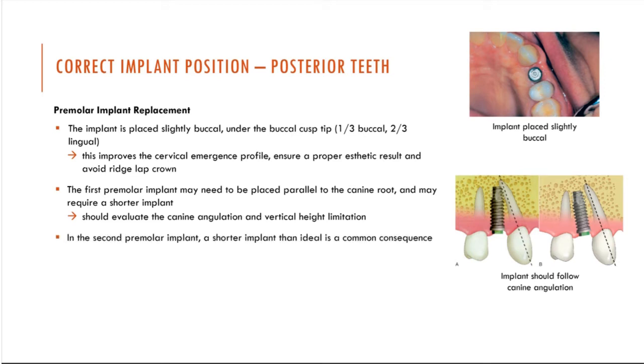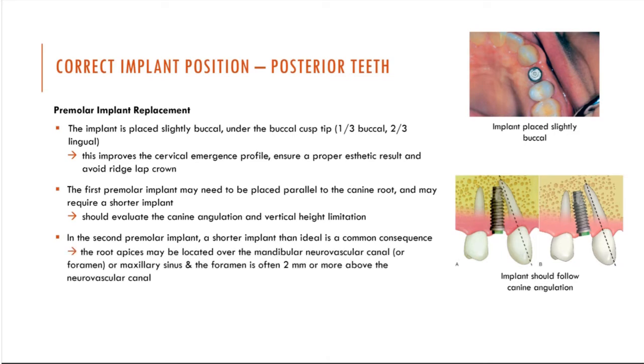In the second premolar implant, a shorter implant than ideal is a common consequence, because the root apices may be located over the mandibular neurovascular canal or foramen or maxillary sinus, and the foramen is often 2 millimeters or more above the neurovascular canal.